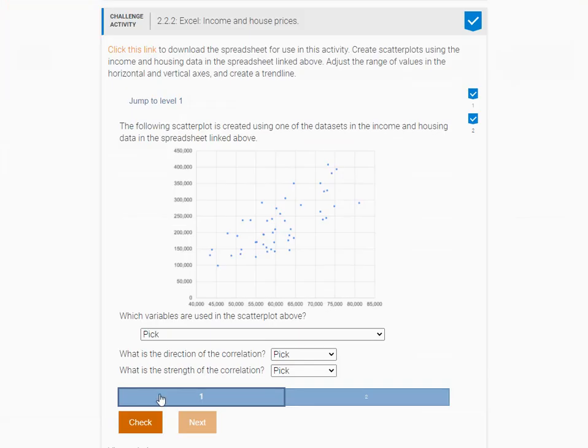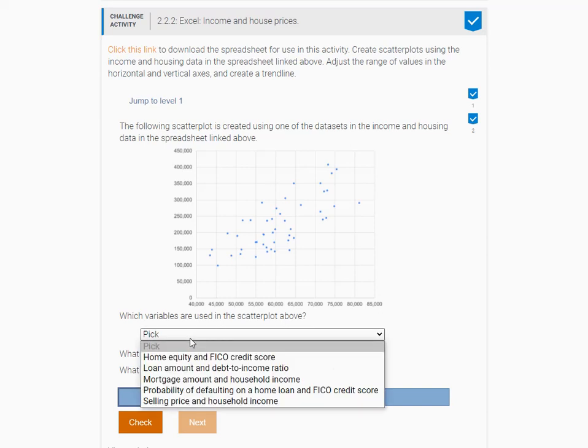Okay, so the first problem says, create scatter plots using the income and housing data in the spreadsheet linked above. Great. Now adjust the range of values in the horizontal and vertical axis and create a trend line. If you look here, it says the following scatter plot is created using one of the data sets in the income and housing data in the spreadsheet linked above. So what variables are picked? If you click here and look, you have all these different options.